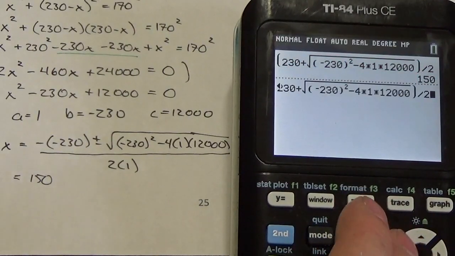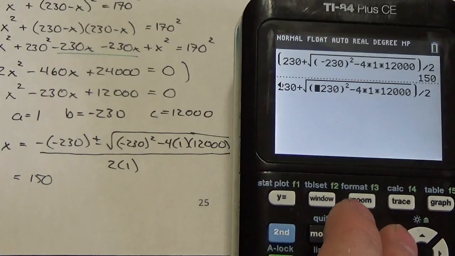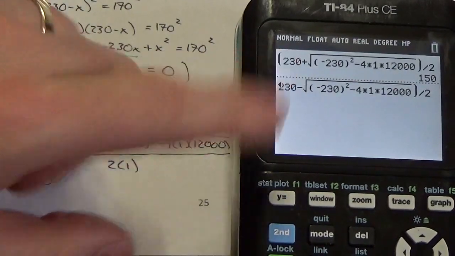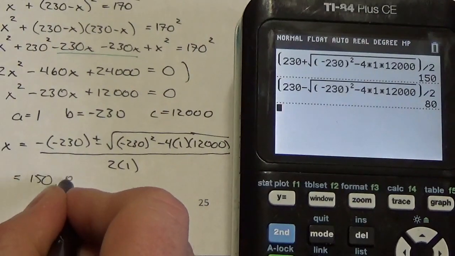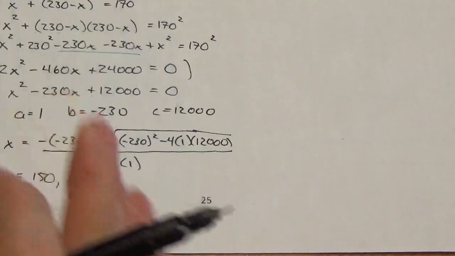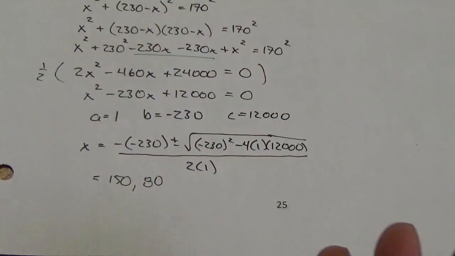So I'm going to go back up here, and you can press second enter if you need, or just go up like I did and just highlight that expression. I'm going to edit this by changing the addition there to a subtraction. Press enter. Oh, and I get 80. So I get these two nice solutions here. So now the question is, well, what is x? Is x 150 or is it 80?